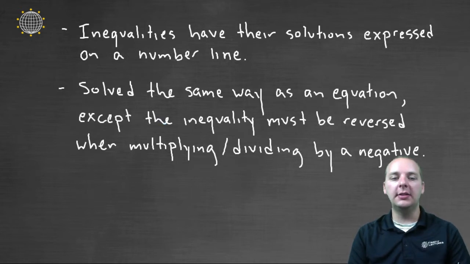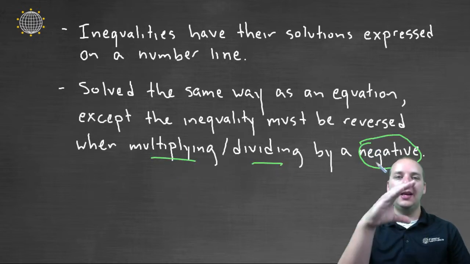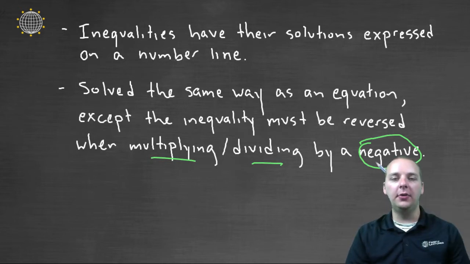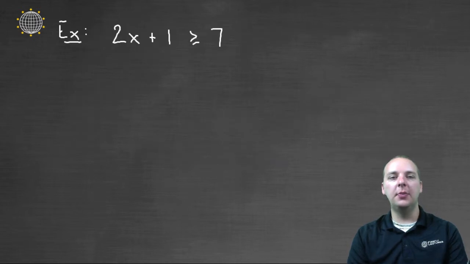There's just one small exception. If at any point you ever have to multiply or divide by a negative value, whatever that inequality is will need to be reversed to point in the other direction. That's very important, and so we'll make sure to try a few like that.